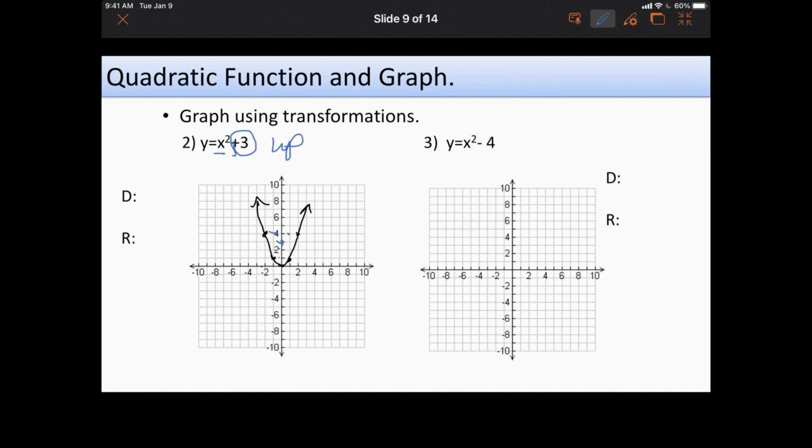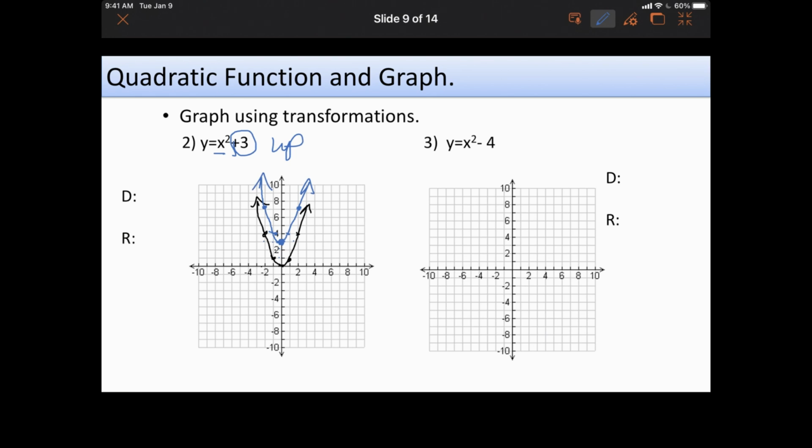So the black is the parent graph. 1, 2, 3. So it still remains the same shape. So this is like a new origin. See, it's still 0, 0, and it's 1, and then up 1. Here you can see it's 2 to the right and up 4. 1 to the left, up 1. 2 to the left, up 4. So it still has the same shape as the parent graph.